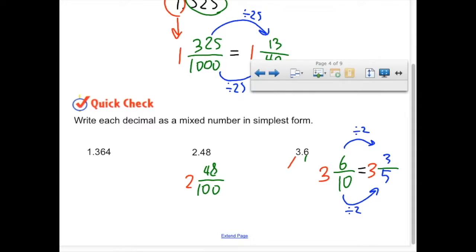All right, this one over here. This was the most challenging of the bunch. 2, whole number. What's the numerator of my fraction? 91. Oh, my bad. You're right.